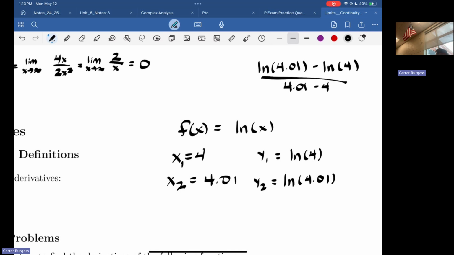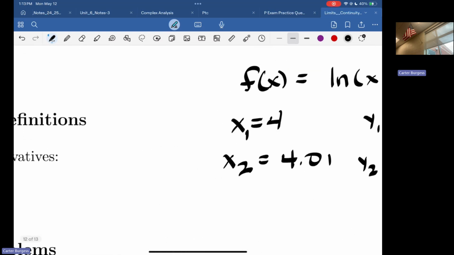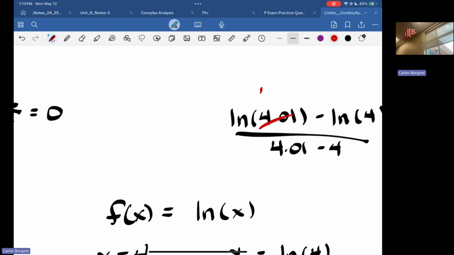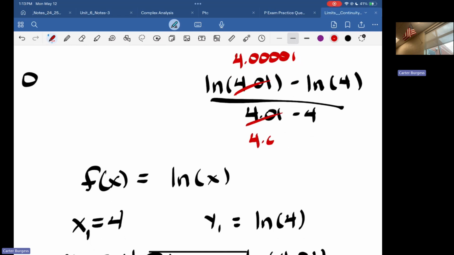How did we refine this idea? What did we do to make this an even better estimate? We made this little nudge to the right smaller and smaller and smaller by adding more zeros, right? Rather than looking at 4.01, we could look at 4.00001. And the idea is the closer this nudge gets to 0, the closer it is to really not moving at all, the better a guess we are going to have for what is actually going on at the critical x value.